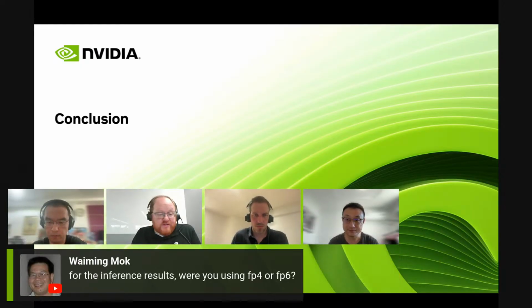Great, thank you. And actually, one last one, it looks like, from YouTube. Wyming would like to know, for the inference results, were you using FP4 or FP6? Yes, all of our benchmark results are using the NVFP4 model. Okay, that's really helpful to know. Thank you, gentlemen. That looks like that wraps up the questions.